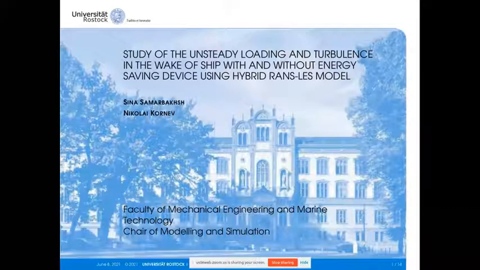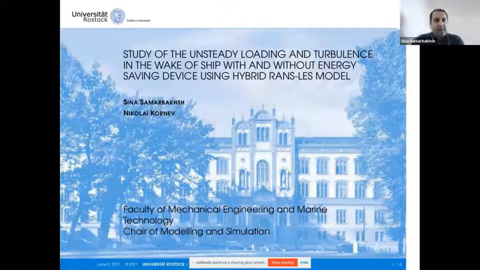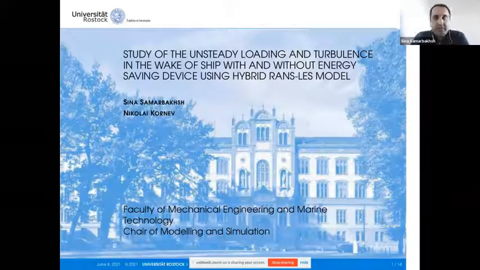Yes, it's there. Okay. Hello, everyone. My name is Sina Samarbakhash. I am a PhD student at the University of Rostock. The title of my presentation is the study of unsteady loading and turbulence in the wake of ship with and without energy-saving device using hybrid RANS LAS model. Actually, the focus of this research is on a hybrid RANS LAS turbulence model. Professor Nikolai Kornev is the supervisor of this work.